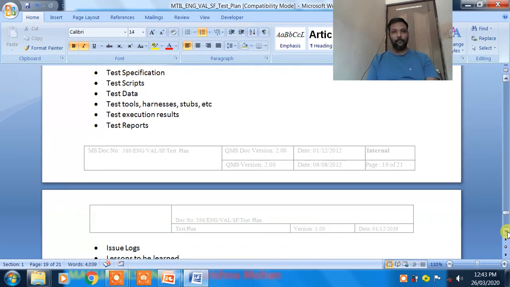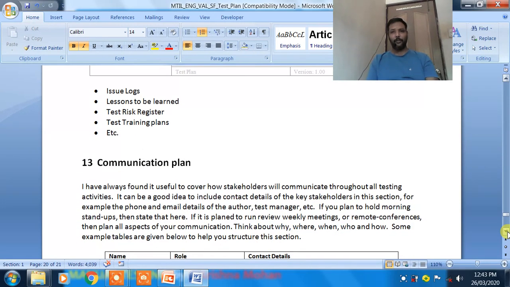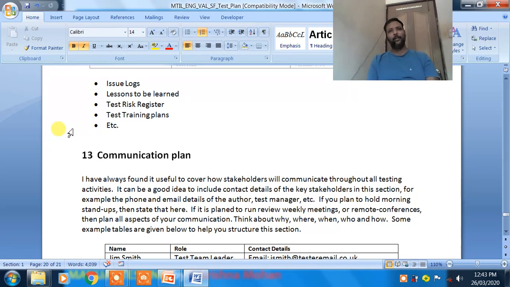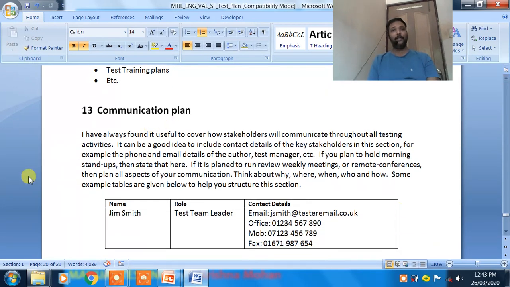Then issue log. Those are all things. What documents you maintain depends upon your company, what all documents they are maintaining for testing. Then this communication plan is the hierarchy. If any issue comes, whom do we have to communicate with first, and if it is not solved, where do we have to go next? It will be written like this: names, roles, mail IDs, and their official contact number if it is there.